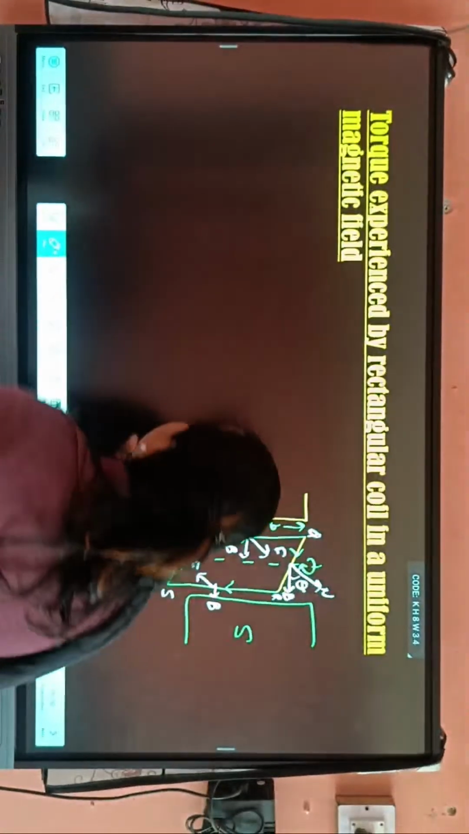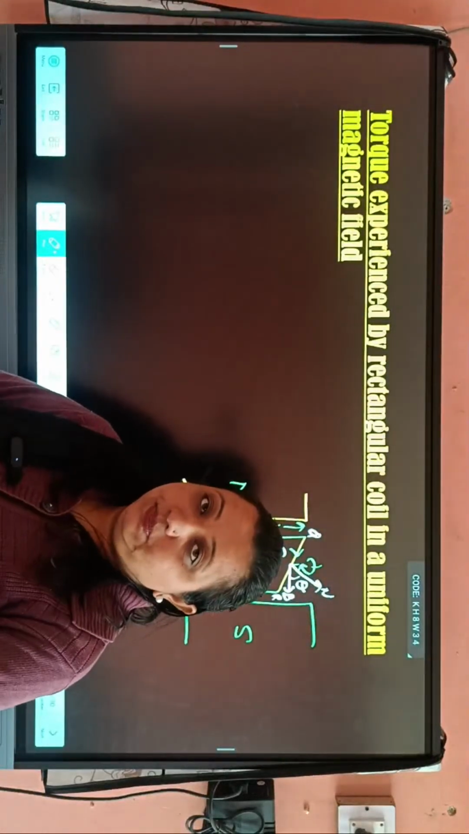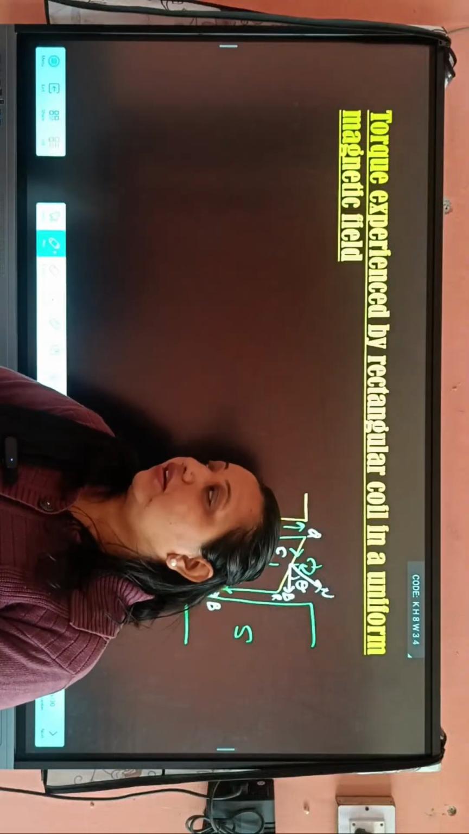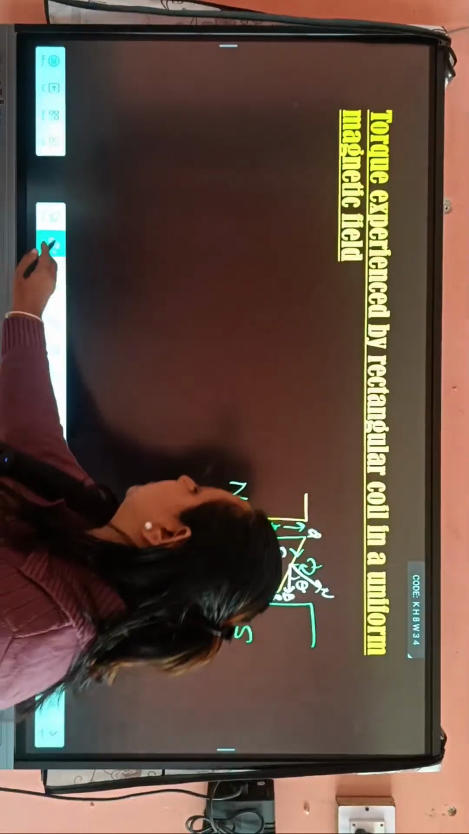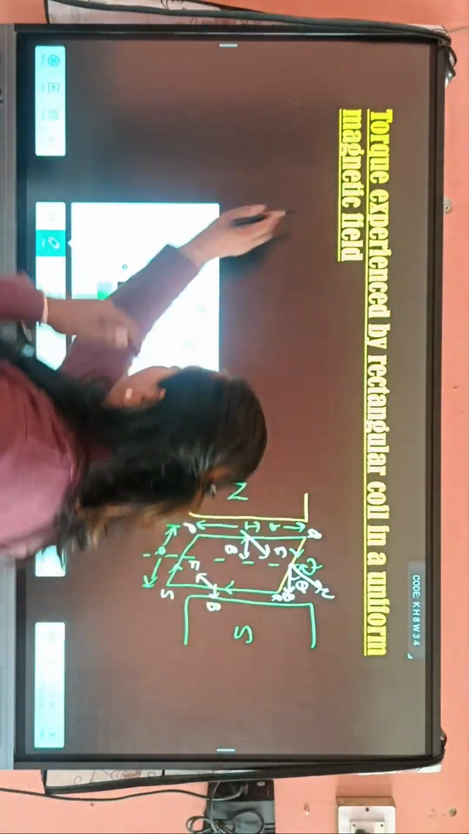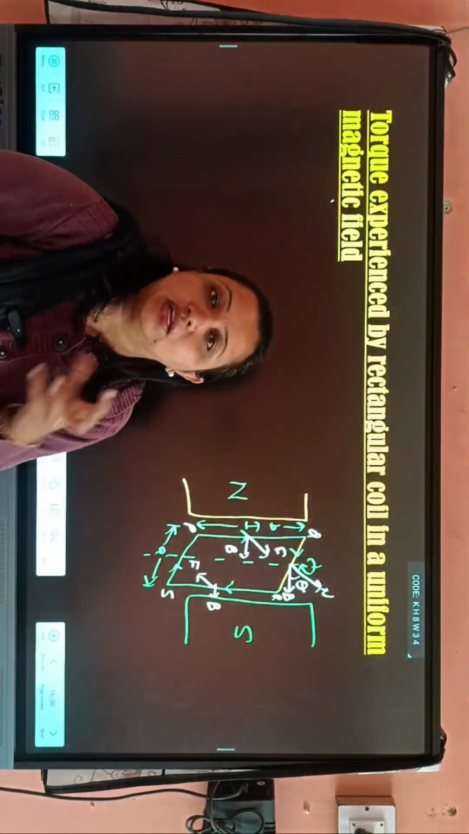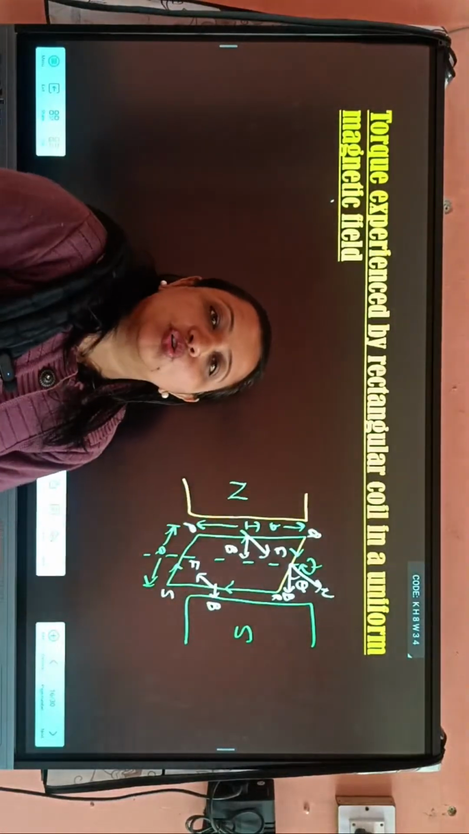So the moving coil galvanometer depends on the principle that when a current carrying coil is placed in an external magnetic field, it experiences torque. So now we study firstly what torque is. Let us consider a rectangular current carrying coil or current carrying loop which is placed in an external magnetic field inside a horseshoe magnet.